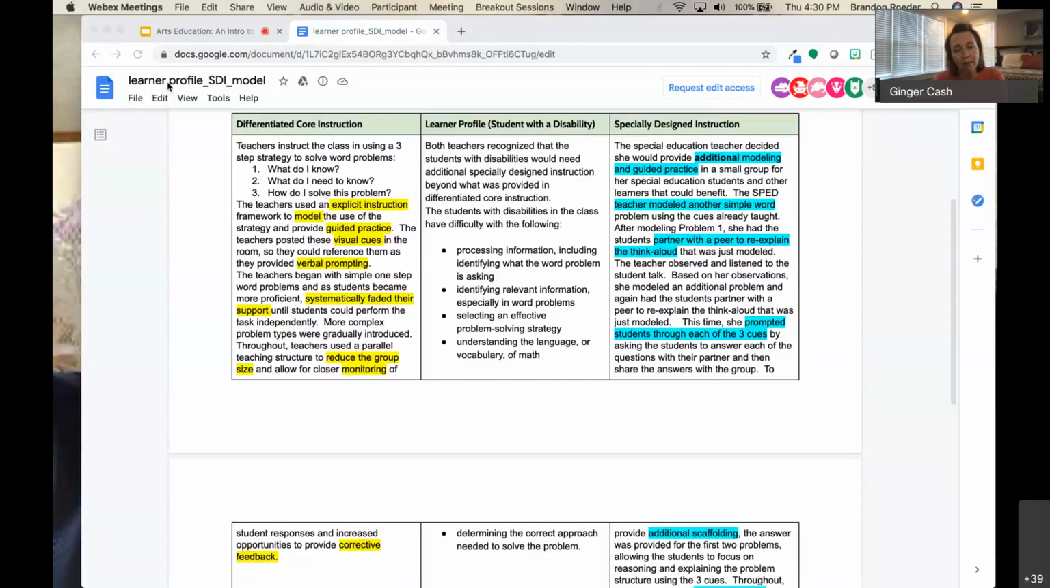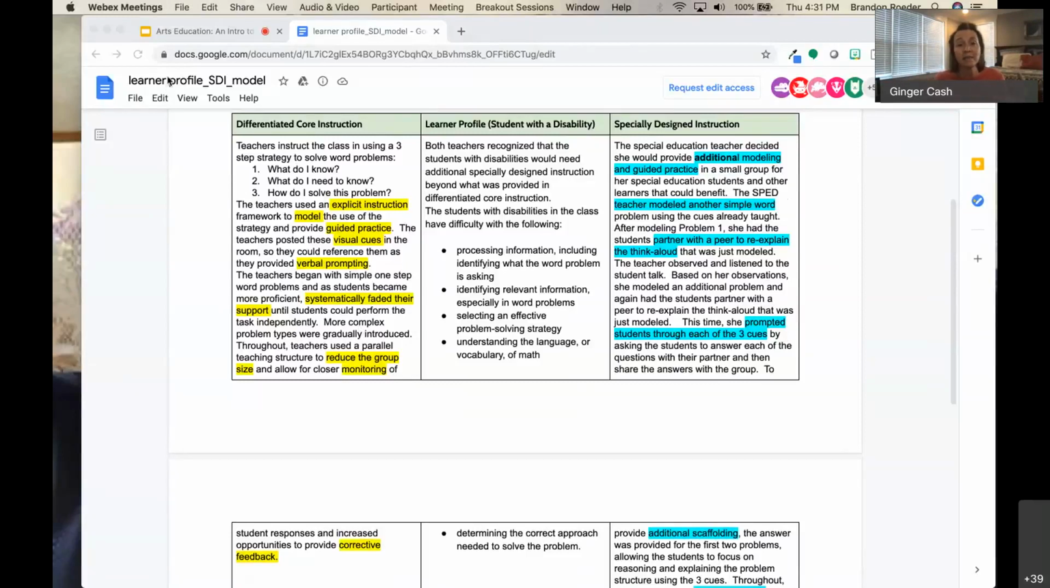as well as using the correct approach needed to solve the problem. So over in the specially designed instruction, to meet their unique needs, they simply just added some more additional modeling and practice. That student needed to practice it more. They needed an opportunity to continue to use that vocabulary as part of their disability.